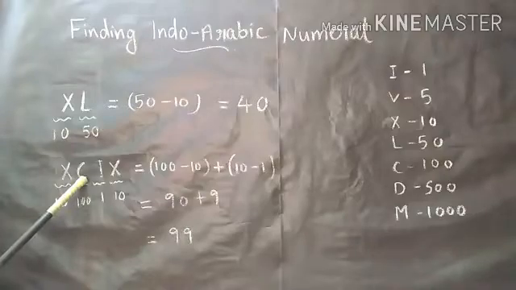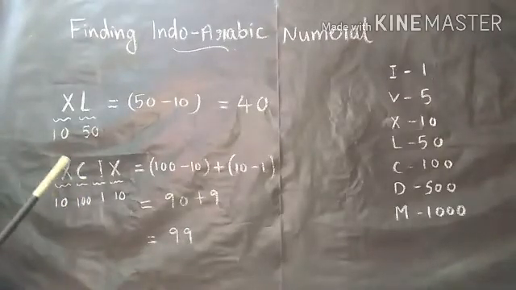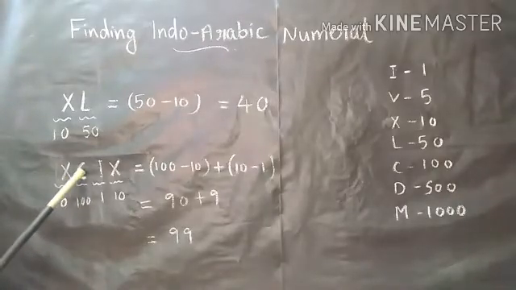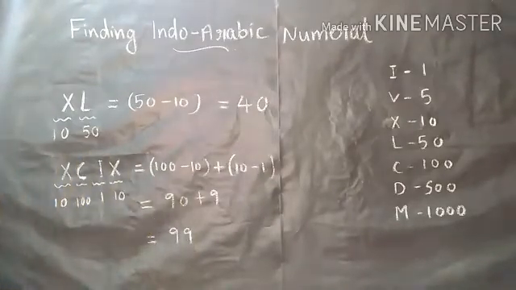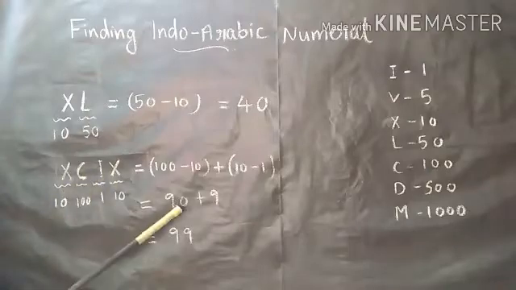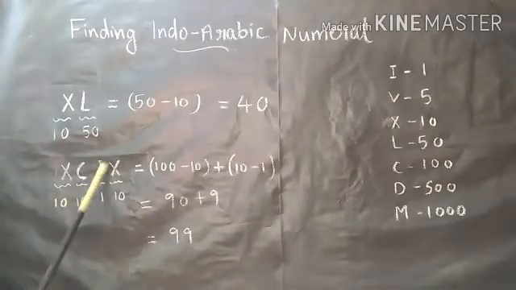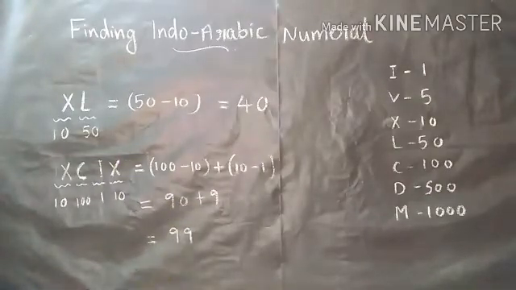Next consider value of C is 100, value of X is 10. Again a smaller value comes on the left side of a bigger value in these two symbols. Here also we have to do subtraction. That is 100 minus 10 will get 90. Which means XC is 90, IX is 9. So XC IX means add these two values, we will get 99.